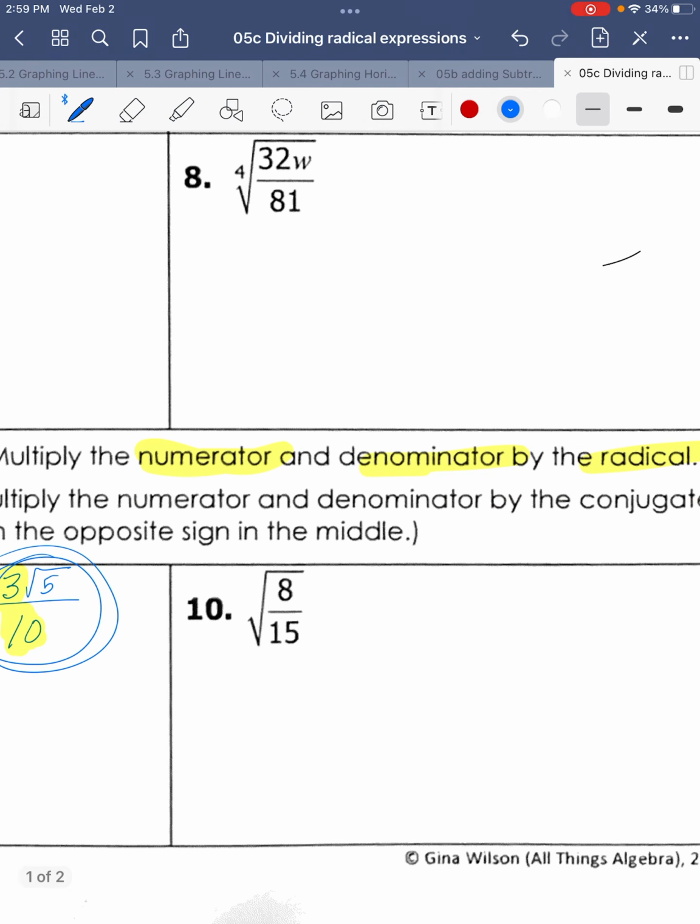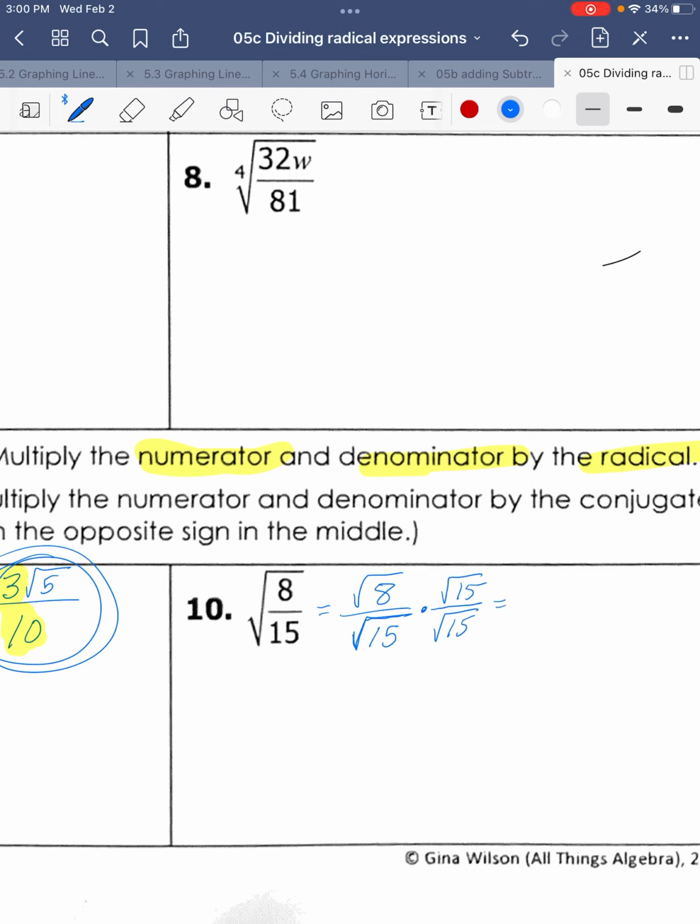Number 10. So this is one big radical. I'm going to split this up into the square root of 8, using the quotient rule, over the square root of 15. I then have to rationalize the denominator, so square root of 15, multiply by that monomial, square root of 15 over square root of 15.